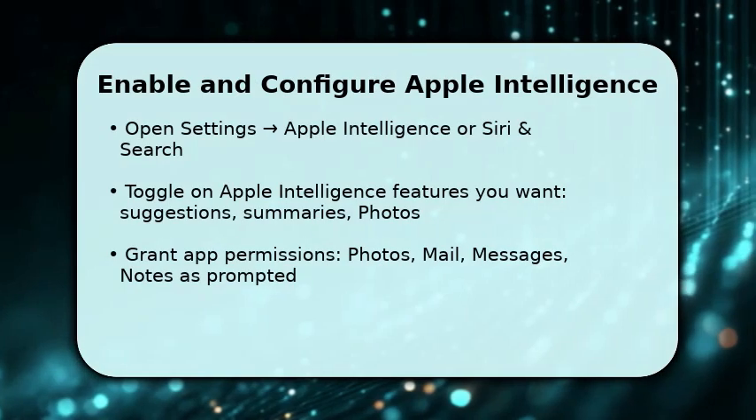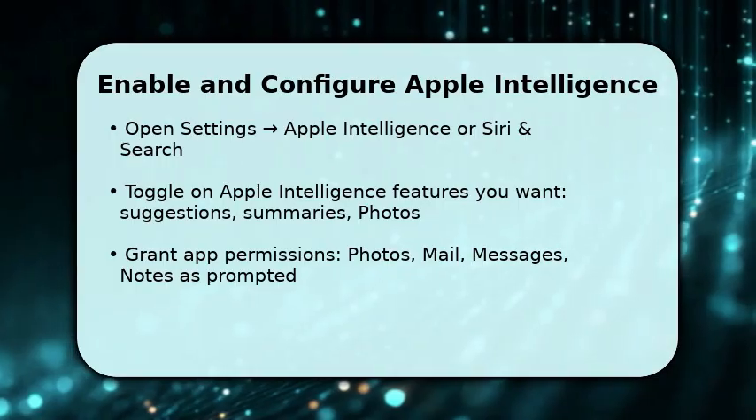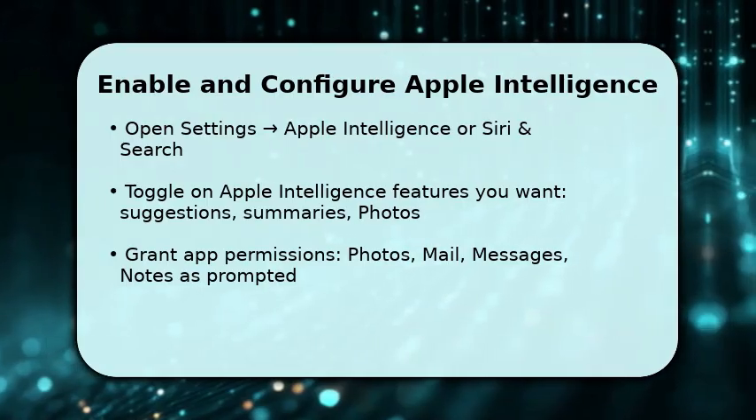In Settings, tap Apple Intelligence or Siri and search and toggle the main switch on. You'll see individual options like suggestions, writing help, and photo analysis. Turn on the ones you need.